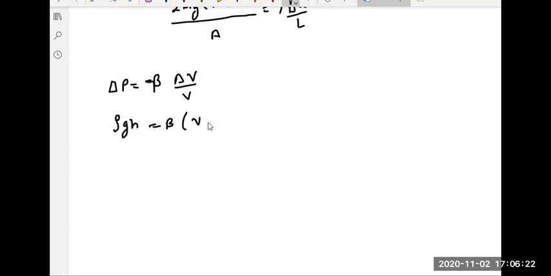So can I say that it is V at the surface minus V at depth, divided by V at the surface? This is actually V at depth minus V at surface over V at surface, since I've taken the minus inside this. Got it? Does anyone have any issue in this?